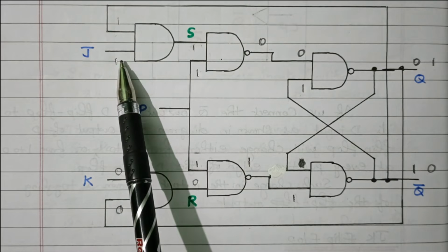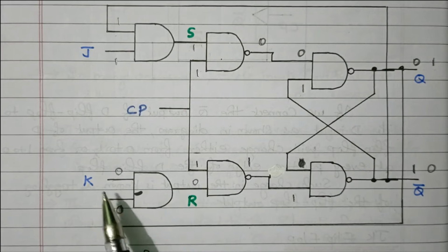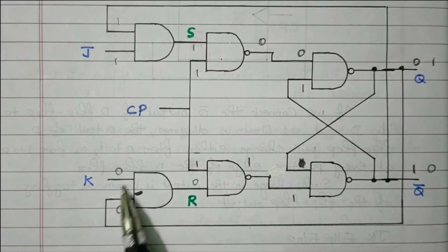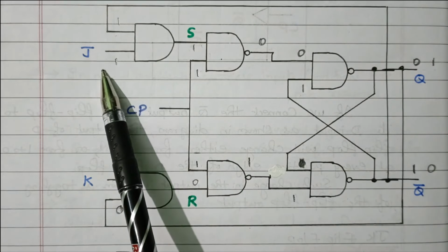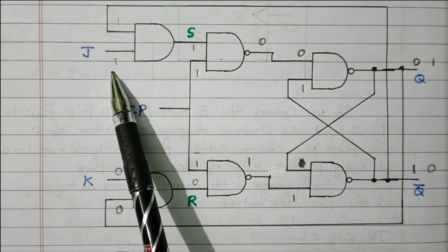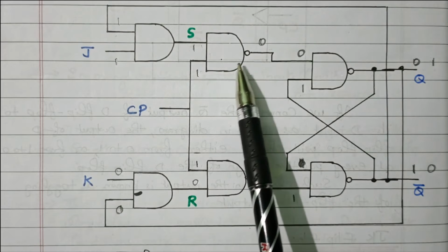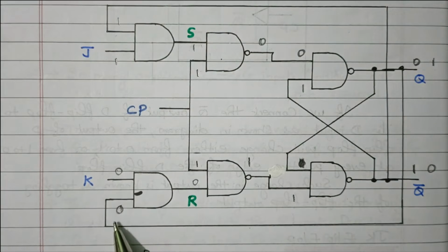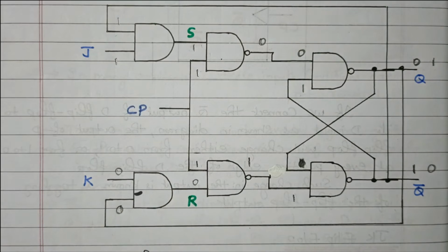This S is nothing but J into Q bar. This R input is nothing but K into Q. One input is K, another input is Q. What we discussed earlier, right? J into Q bar: J and Q bar are given to an AND gate. That output is given as S to one of the NAND gates. K and Q are given to the AND gate. That output is given to the other NAND gate. Then these NAND gates are interconnected. We will verify the output later. Now we'll go to the truth table and excitation table.